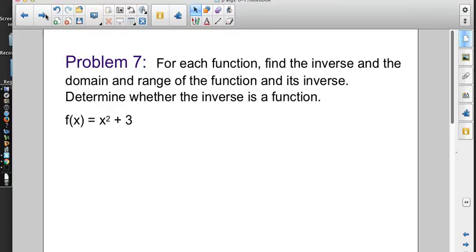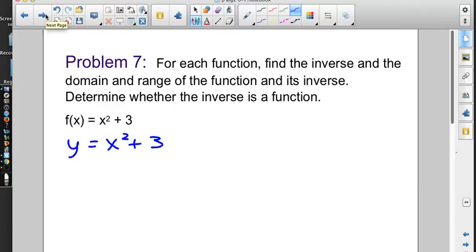All right, let's look at this one. It says for each function, find the inverse and the domain and range of the function and its inverse. So how would you start? Crying. Crying's not allowed. Remember, that's one of our rules. You never give up and there's no crying in math. What do you do? Switch the x and the y. Oops. So what's next?